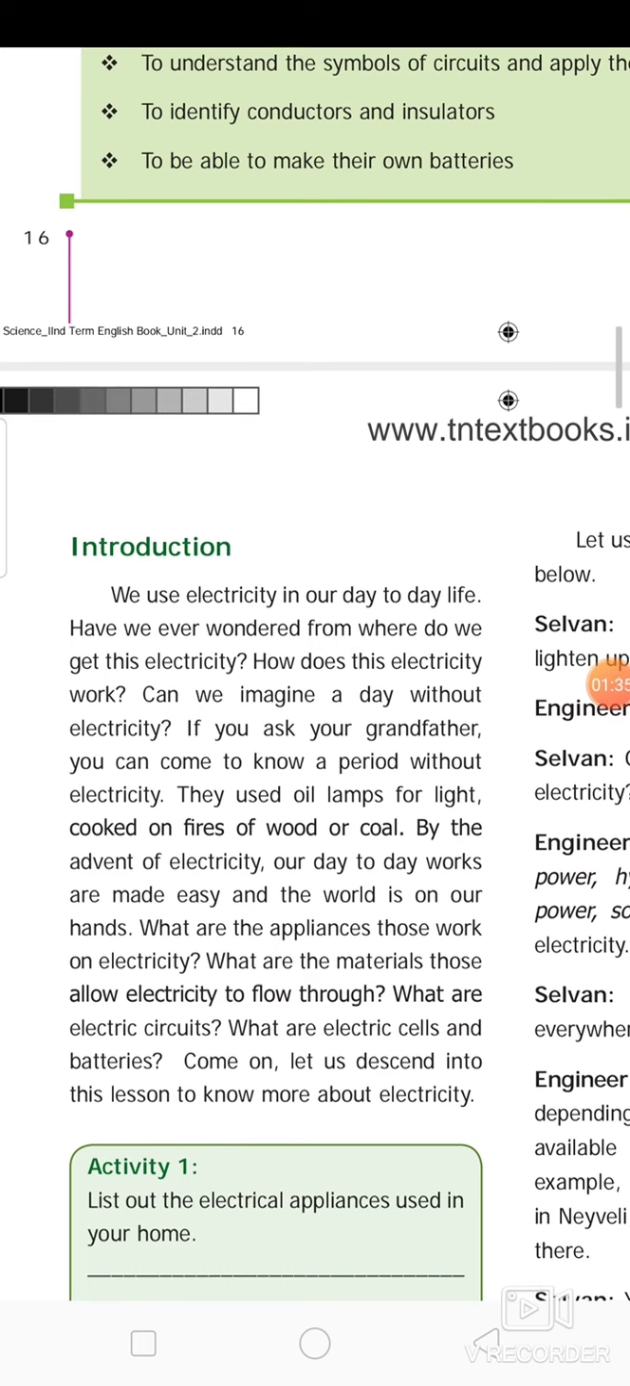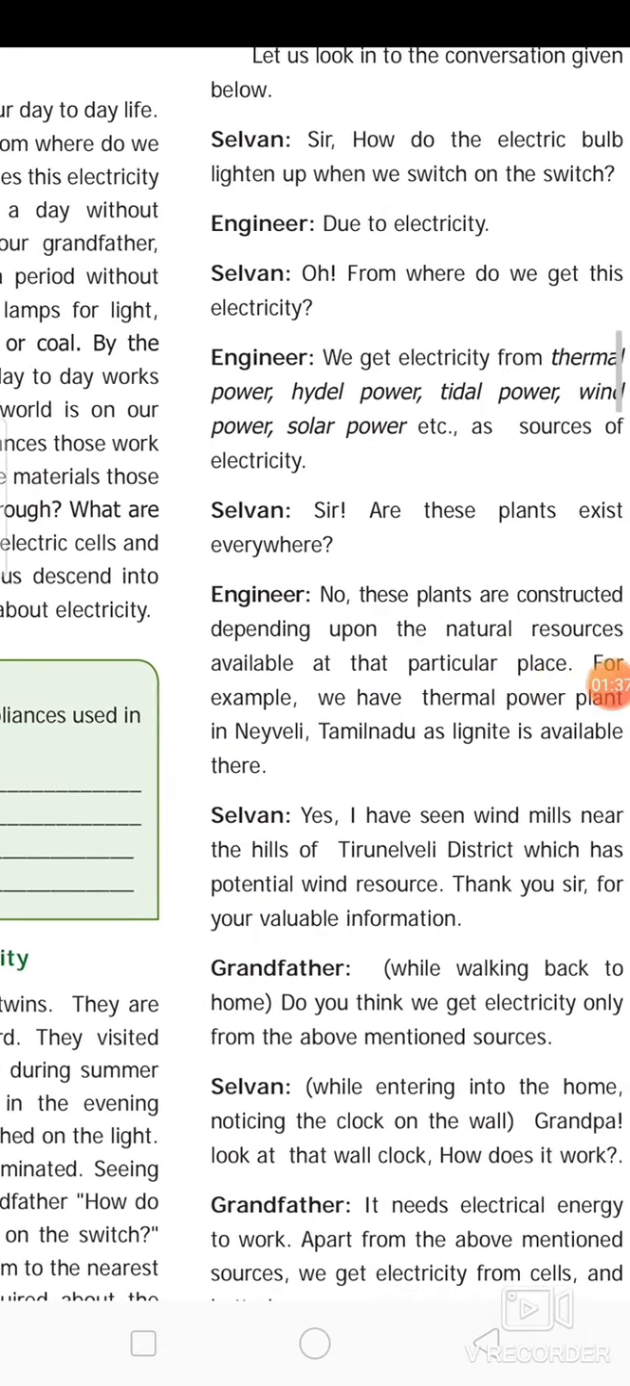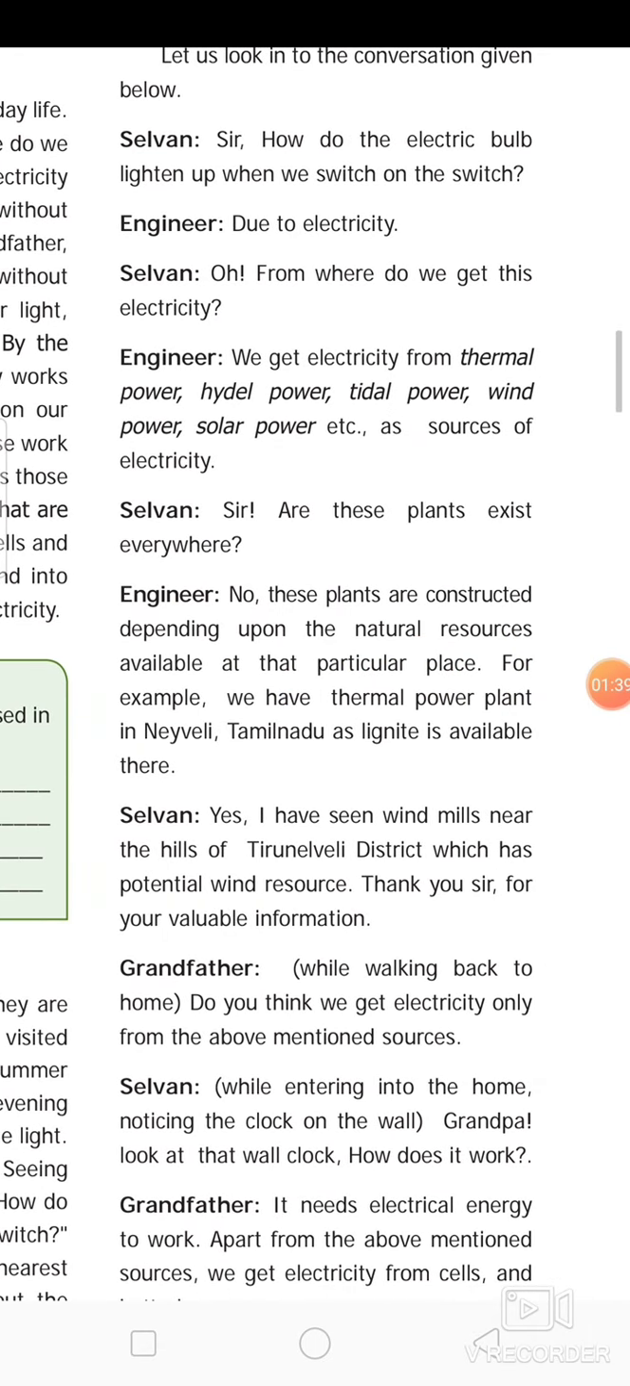So to know the sources of electricity, one conversation is given in your textbook. So I would like to give you the gist of that conversation. So from where do we get electricity? We get electricity from various sources like thermal power, hydel power, tidal power, wind power and solar power, etc.